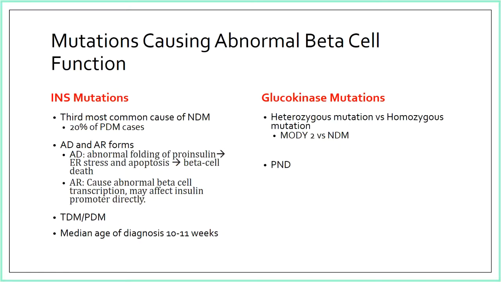And then as far as glucokinase mutations, it's just interesting to note that if you have a heterozygous mutation in glucokinase, which as we discussed is sort of the glucose sensor in the pancreatic beta cell, heterozygous mutations will actually cause MODY2, and this just results in a mild fasting hyperglycemia. But if you have a homozygous mutation in glucokinase, then you can actually present with neonatal diabetes mellitus. And this causes a permanent form of neonatal diabetes mellitus. Typically, insulin therapy is required.